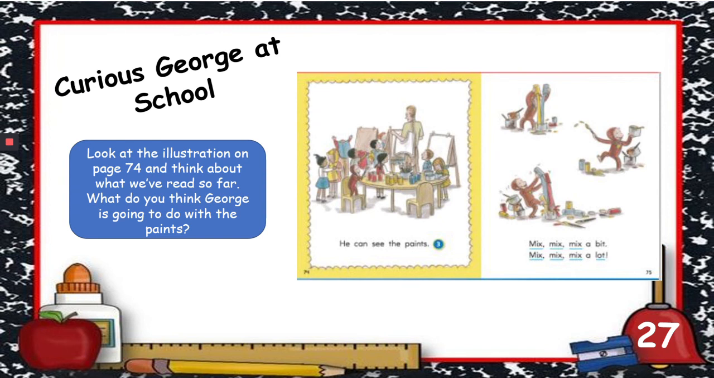Before we move on, I have another question. On page 74, George is about to paint with his class. From what we read so far, what is George going to do with the paints? It looks like George is thinking on page 74. On page 75, it looks like he will either paint a picture or make a mess. Let's keep reading to find out.